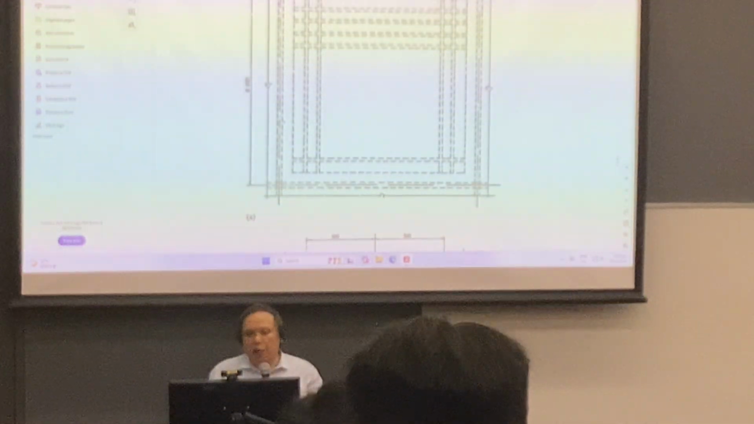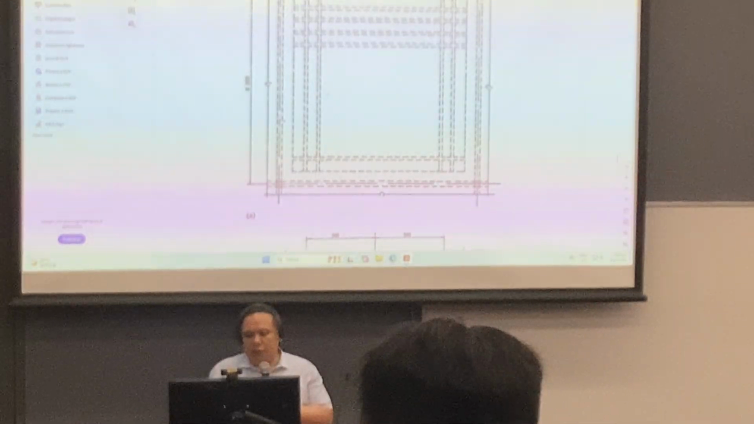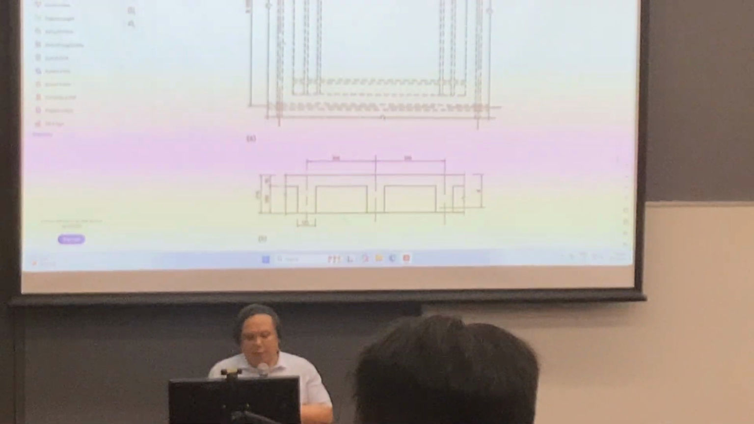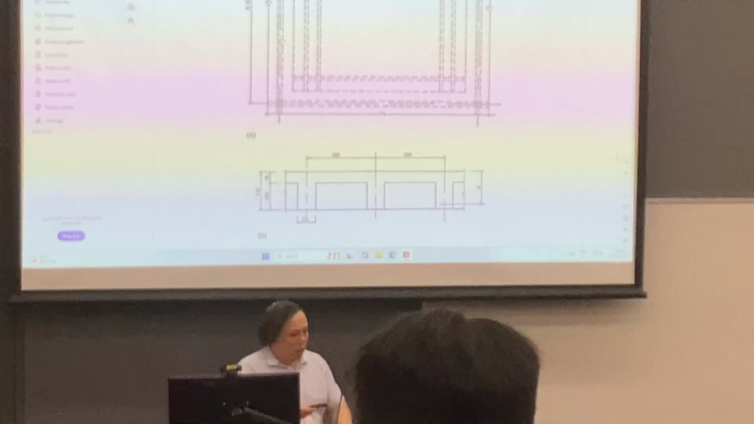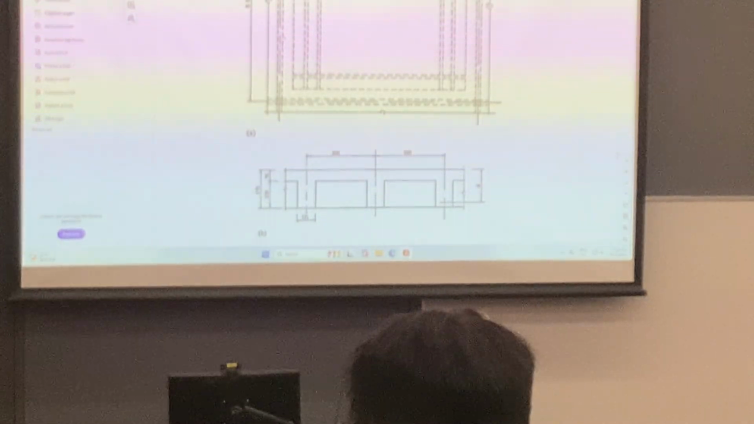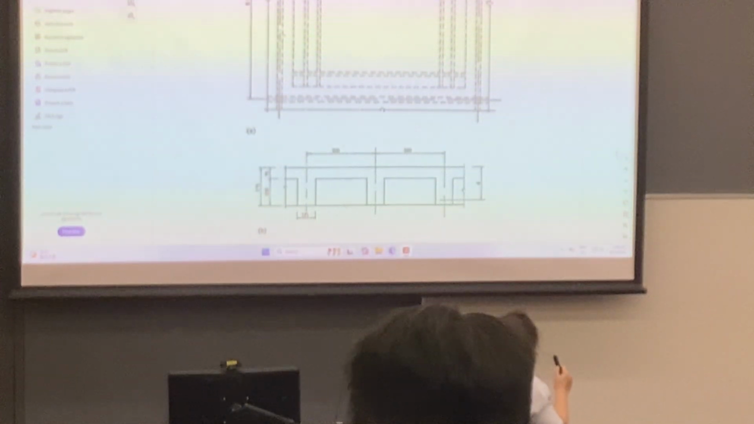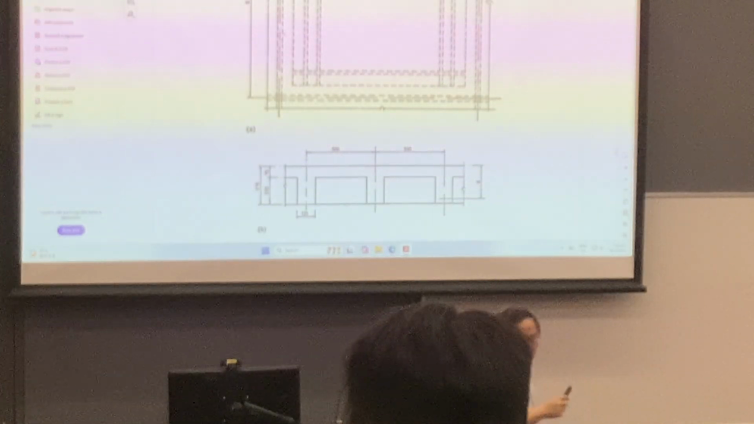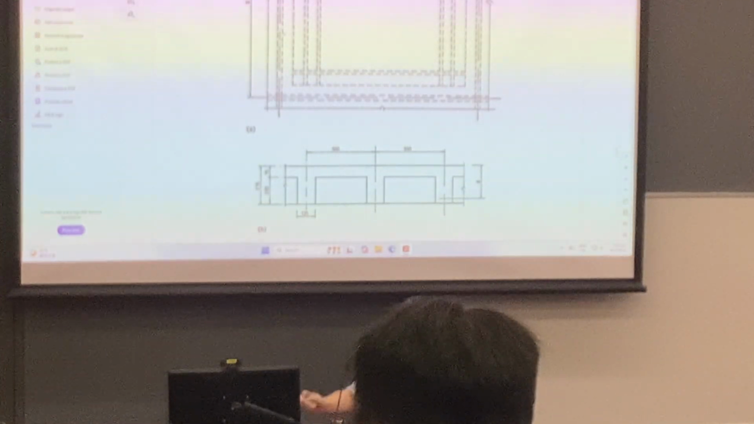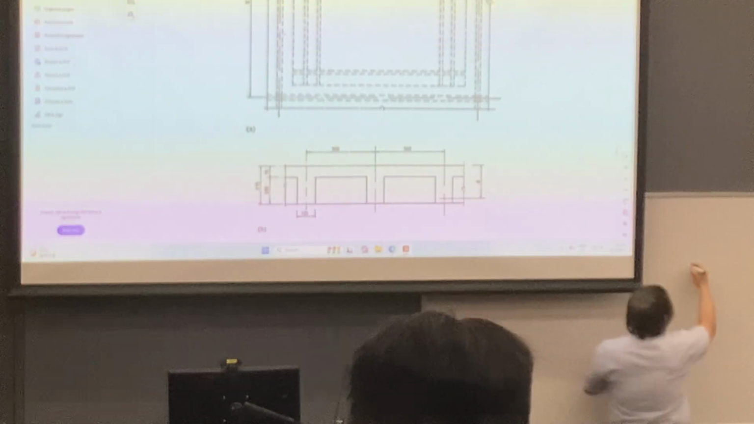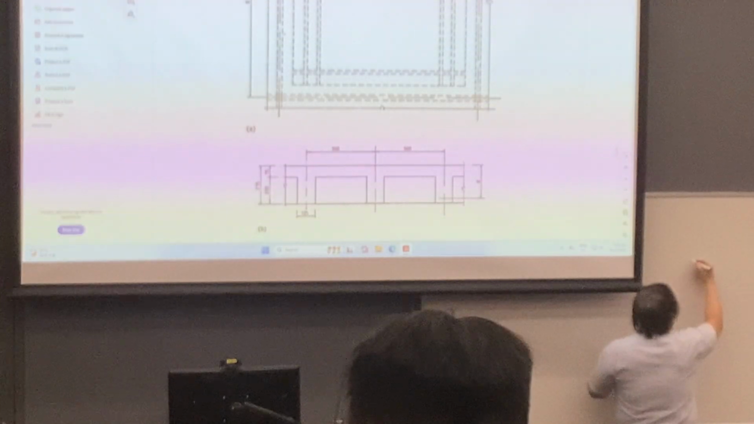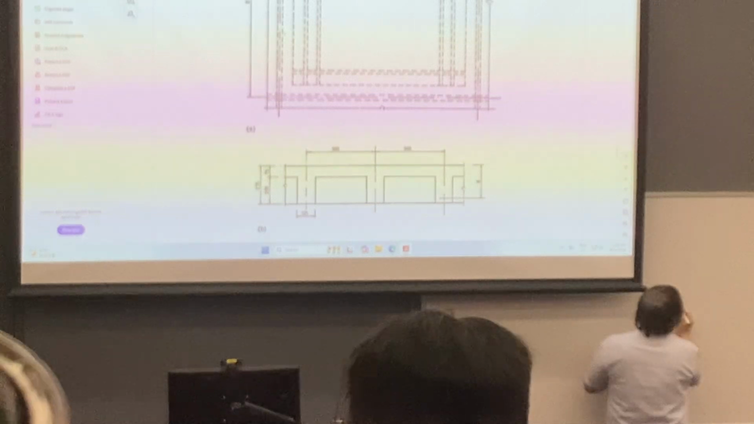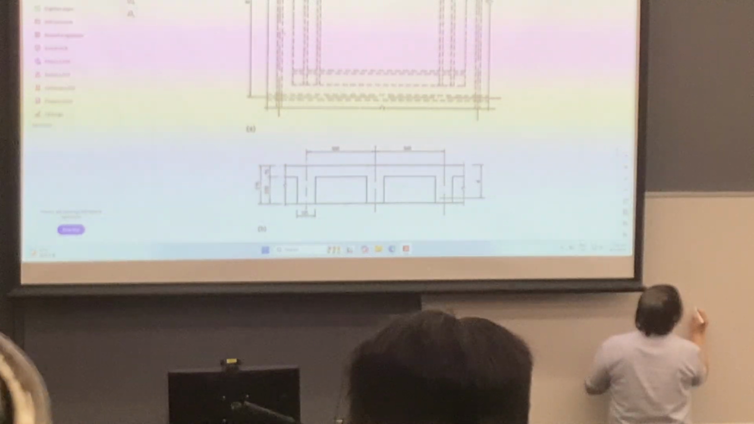Here you can see that in the middle, the rib width is equal to 125 mm. That means between the slab, you can see the width is 125. But when it is close to the end, you can see there is a beam here, and then the width increases back to 500. Originally the width is 125, but at the end the width increases back to 500.